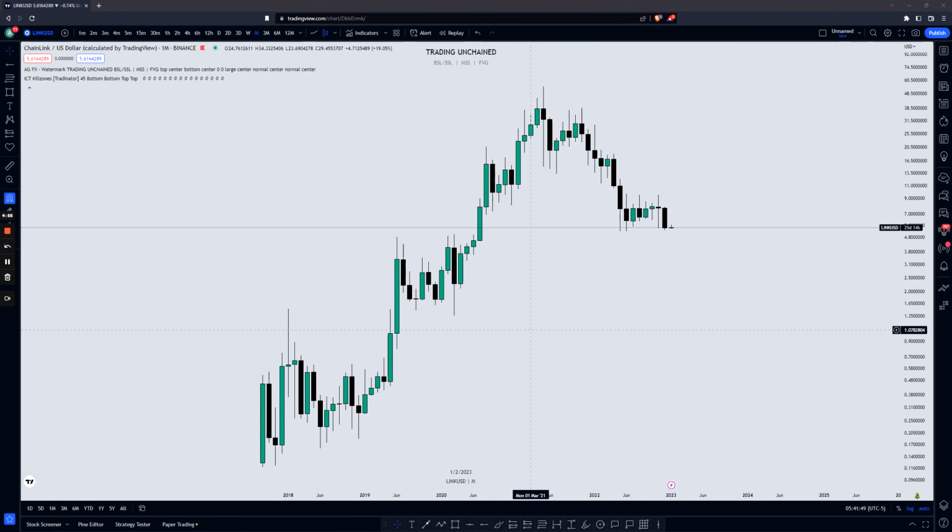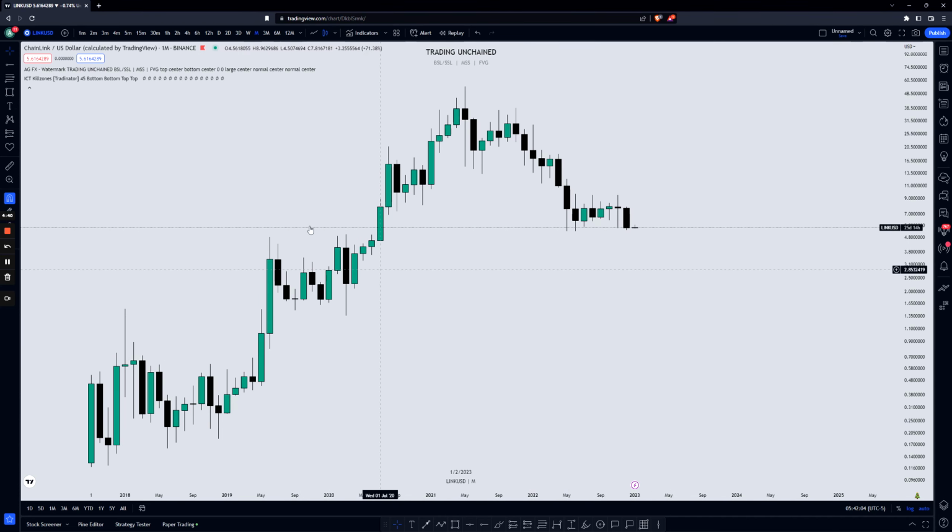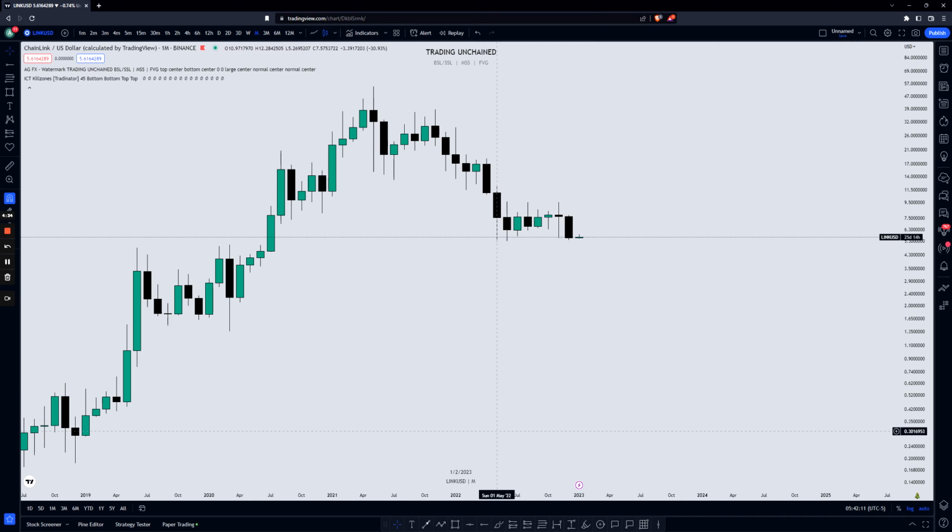Today I will be looking at Link. This is the monthly time frame on Binance. It is Link USD, not USDT, not BUSD. It's just Link USD. Okay. It's a bit hard for me to analyze it, and I don't know what's the next move. I will tell you what I'd like to see first.